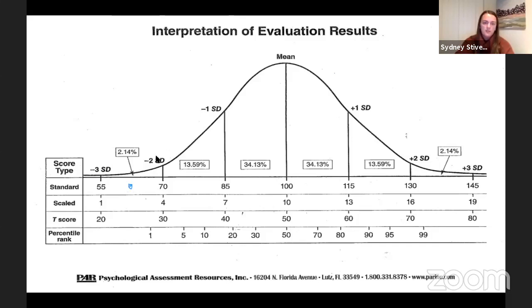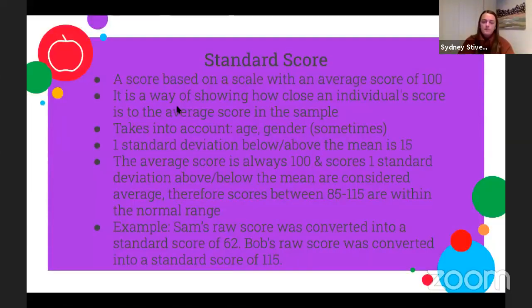If we went back to our bell curve, I'll go back in a second, we can see Sam's percentile rank is 1. After we got his scaled score and standard score, we turn that into a percentile rank and it's 1. That means Sam scored as well or better than 1% of the sample, and 99% of the sample achieved a higher score than Sam. Now Bob's percentile rank was 84. That means Bob scored as well or better than 84% of the sample, and 16% of the sample achieved a higher score. So you can see that Bob's percentile rank is much higher than Sam's.